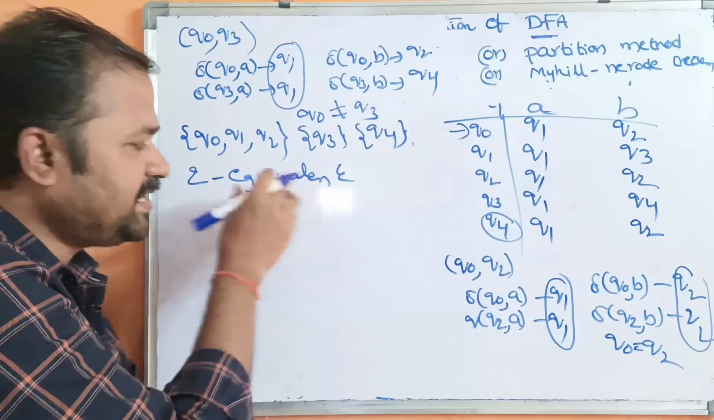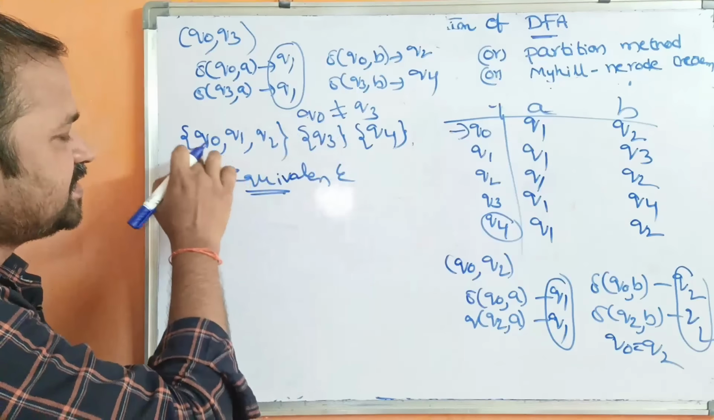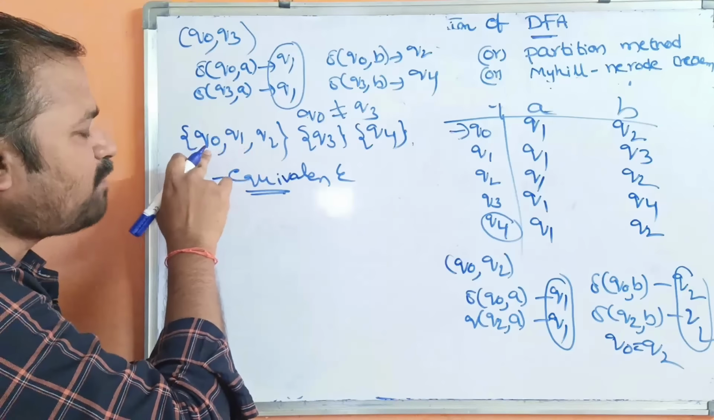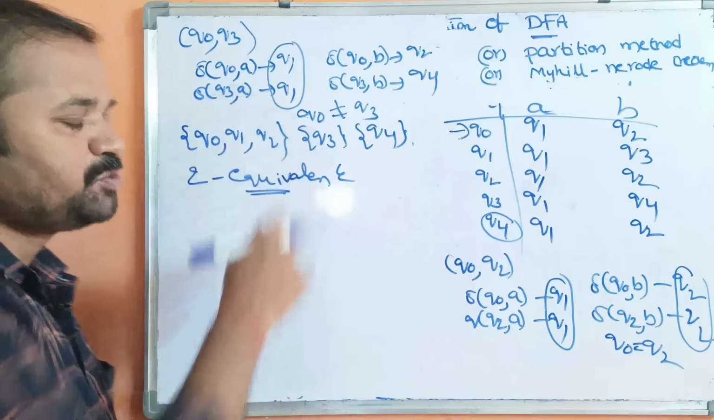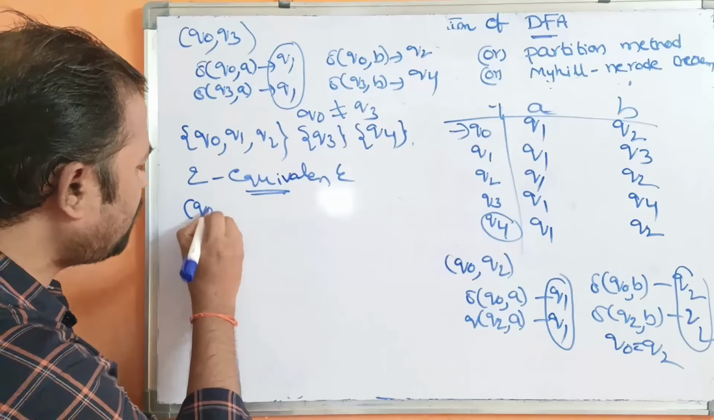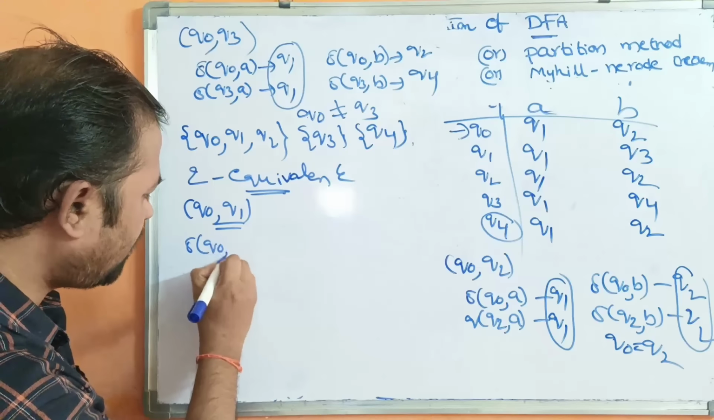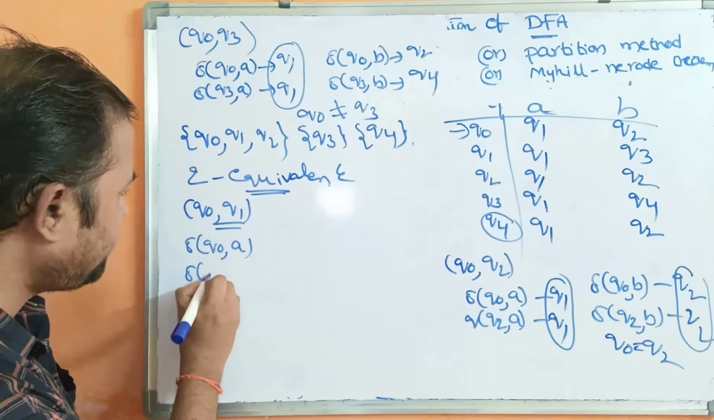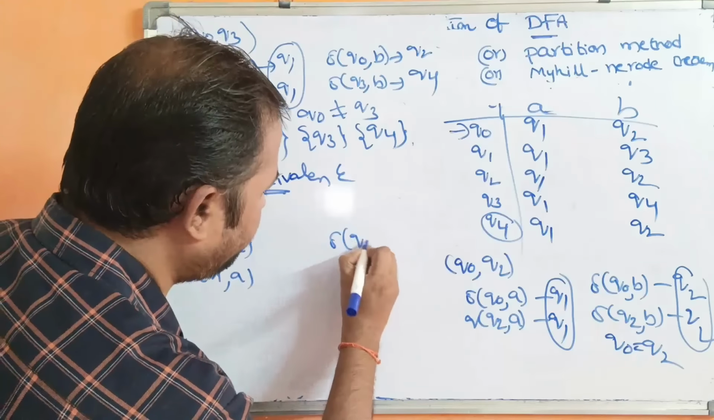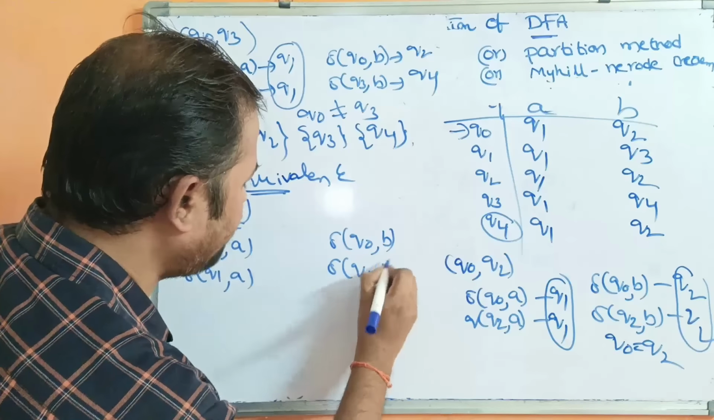So 2 equivalence is calculated based upon 1 equivalence. In 1 equivalence we have Q0, Q1, Q2. Now we have to compare Q0 with Q1, Q0 with Q2, whether they are equal or not. First, compare Q0 with Q1. So delta of Q0 comma A, next delta of Q1 comma A, next delta of Q0 comma B, next delta of Q1 comma B.